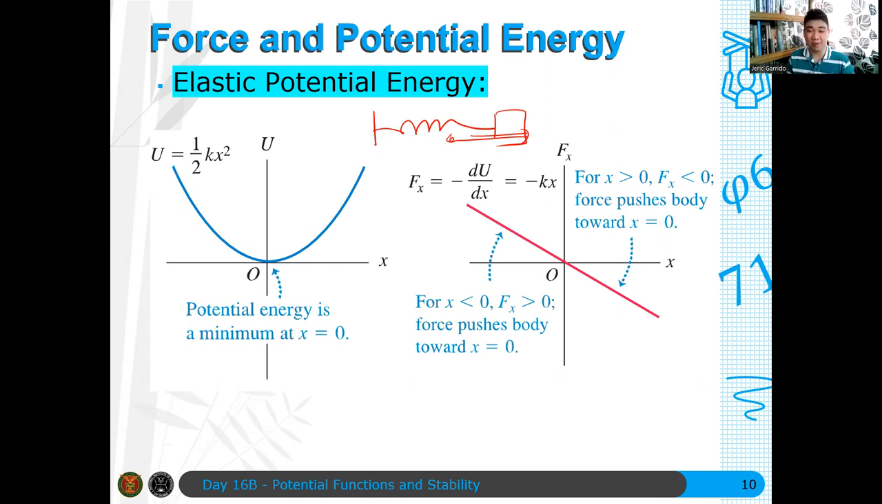Remember, hindi nagkakaroon ng negative sa elastic potential energy. Laging positive yan. Kasi x squared eh. Alangan yung k mo negative, di ba? Unphysical yon. So, in that case, the lowest possible energy that this spring mass system can hold is at x equals 0, which is at the equilibrium position.